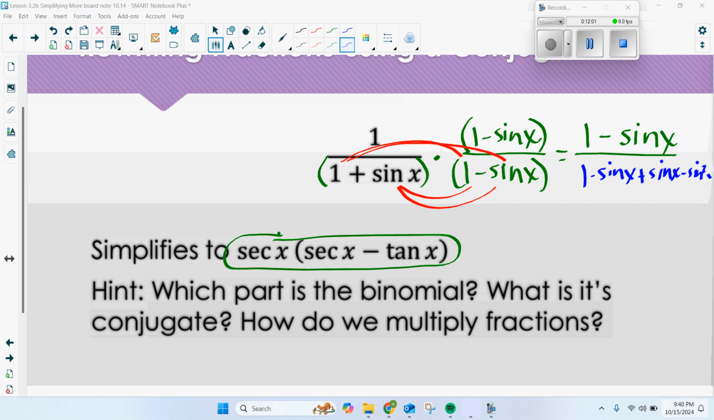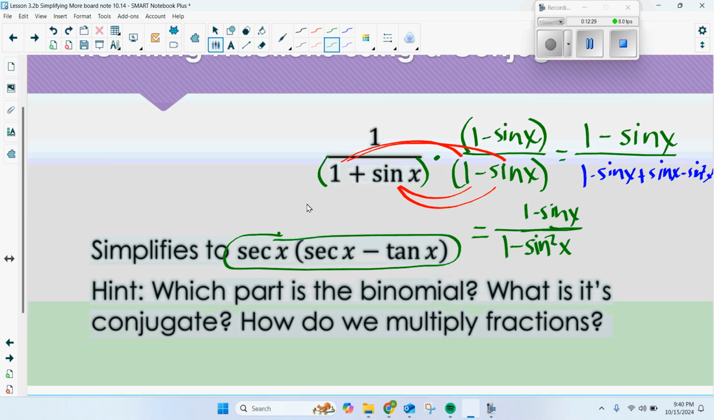I'm kind of running out of space. And so this middle term of negative sine and positive sine end up canceling out. And so you're going to get 1 minus sine x, that's the numerator, that doesn't change. But the denominator is going to be 1 minus sine squared x. Okay. Which is beautiful. Here's why this is helpful.